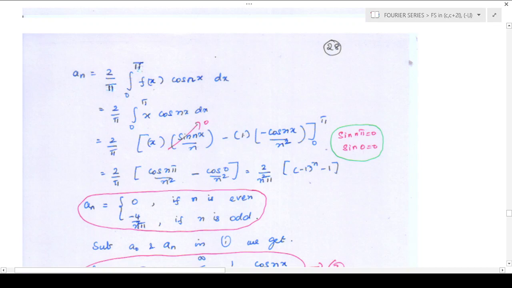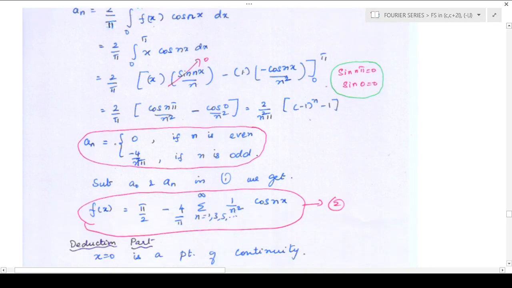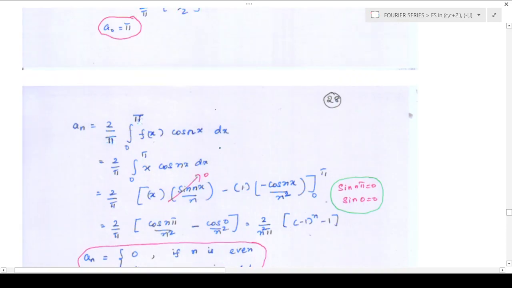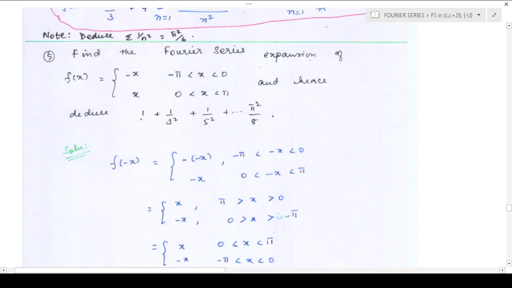Cos n pi is minus 1 whole power n. When n is even, what will happen, ma? This will become plus 1. 1 minus 1, it is 0. When it is odd, this will be minus 1. Minus 1 minus 1, it is minus 2. So minus 4 by n square pi it is. Likewise it comes on. Substitute a naught, a n in f of x. Your deduction part is, what is your first deduction? Only one. All, what is it? Summation n is odd, 1 by n square.